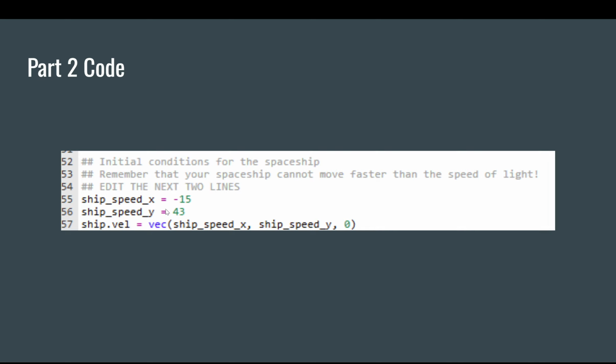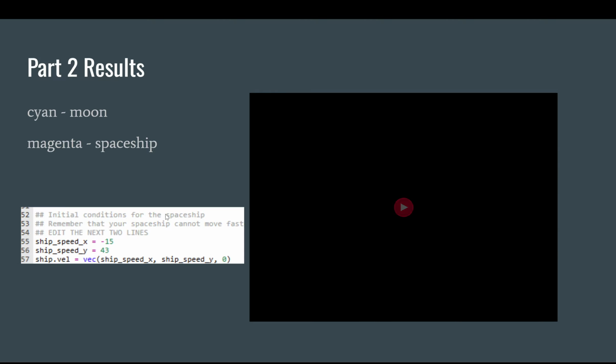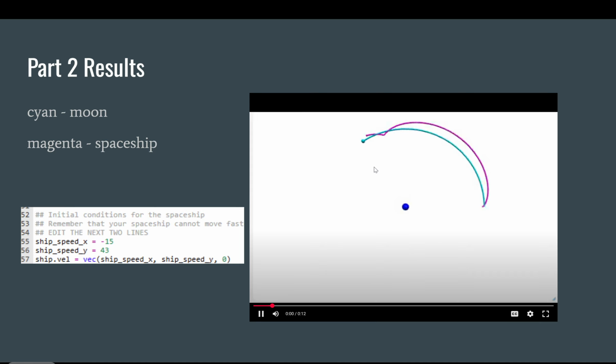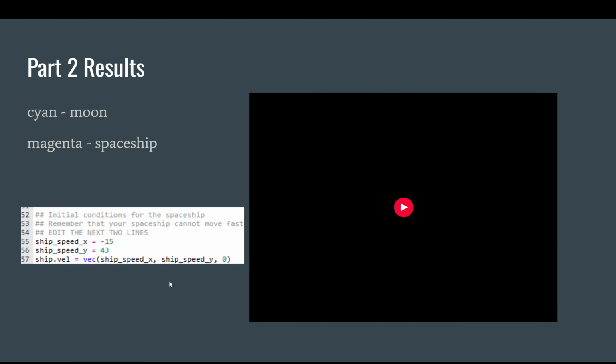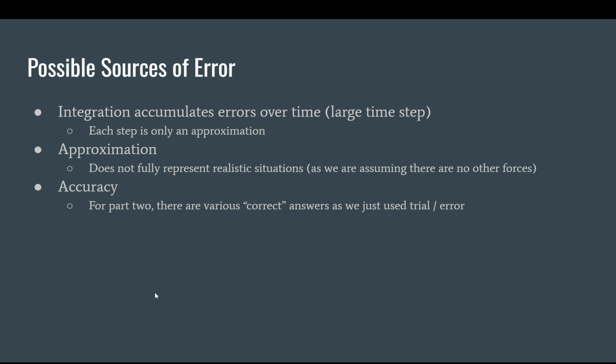And then here's what I've found through experimentation. X in the -15 and Y 43 for our initial velocity. And here's what that looks like. As you can see, magenta is our spaceship. It is revolving around this planet while revolving around the moon, which is revolving around the planet. And you can see that by this larger rotation while it has smaller dips revolving around the moon, showing that our initial velocity was successful.